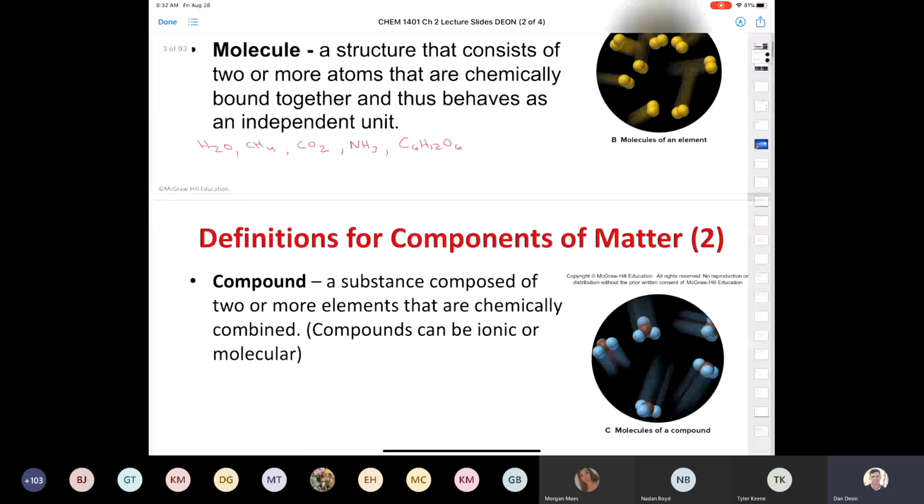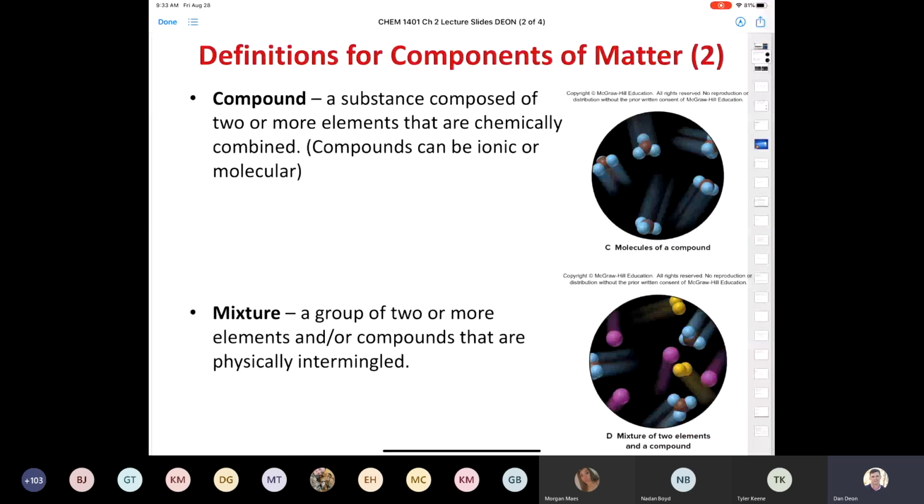You're going to hear me say the word compound all the time in chemistry class. We're always talking about compounds, and a compound is a substance composed of 2 or more elements that are chemically combined. And we can have 2 kinds of compounds, and we're interested in ionic compounds and molecular compounds. And so if you have an ionic compound like sodium chloride, and you're like, how do I know that's an ionic compound? I'll get to that. I will definitely get to that.